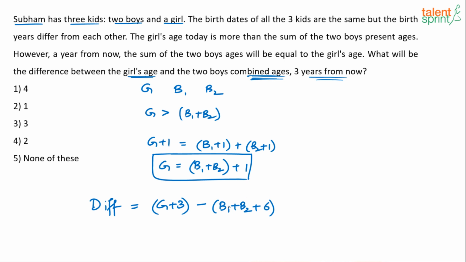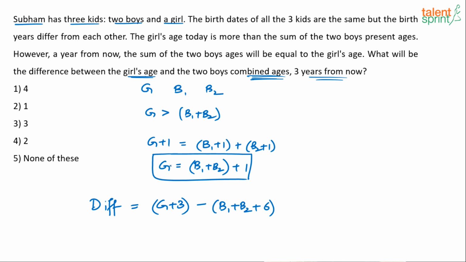So the two boys' combined ages 3 years from now. Their two present ages are B1 and B2. After 3 years, it will be B1 plus 3 and B2 plus 3. Remember, both the boys will grow. Both the boys would grow, right, by 3 years each. So the sum of their ages will be B1 plus B2 plus 6. Yes or no?